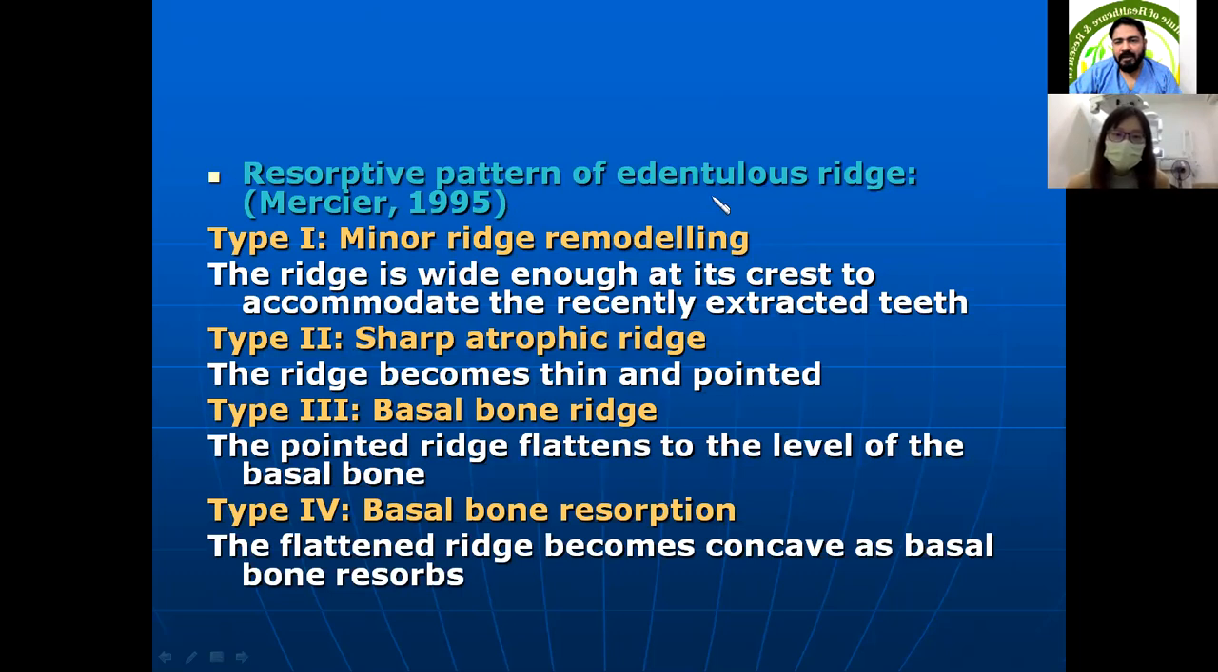The resorptive pattern of the edentulous ridge. This is the main classification. Type 1, minor ridge remodeling: the ridge is wide enough at its crest to accommodate the recently extracted teeth. Type 2, sharp atrophic ridge: the ridge becomes thin and pointed. Type 3, basal bone ridge: the pointed ridge flattens to the level of the basal bone. Type 4, basal bone resorption: the flattened ridge becomes concave as basal bone resorbs. Correct?